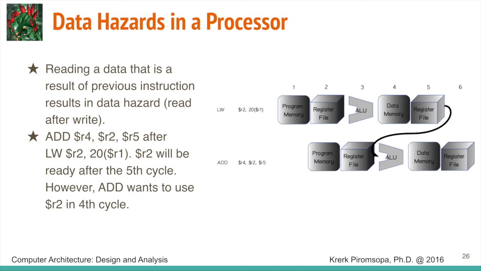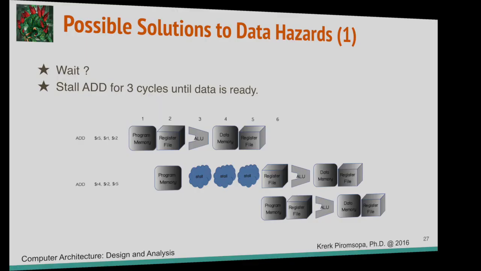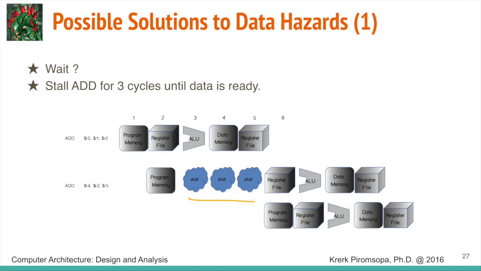How about data hazard? Well, the obvious one is when you have to do read after write. Like for example, the instruction before would write to register R2, but the next instruction, the one after, say we want R2 for the add. You would need R2 at the fourth cycle, but you would not get R2 until the end of the fifth cycle. So how would we resolve this? Well, obviously you can wait. Add 3 stall cycles.